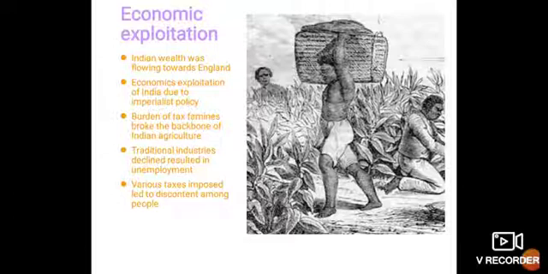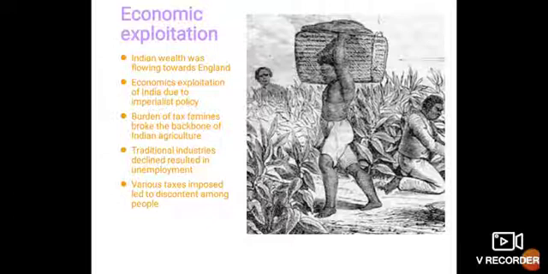Traditional industries declined, which led to a rise in unemployment. The capitalists exploited the worker class. Various new taxes were imposed on the middle class. This led to growth of discontent among the people. One after another, the Britishers left no one, it may be working class people, middle class people, or even the royal people.